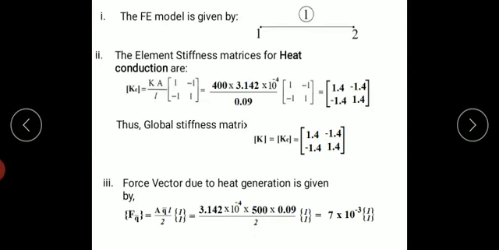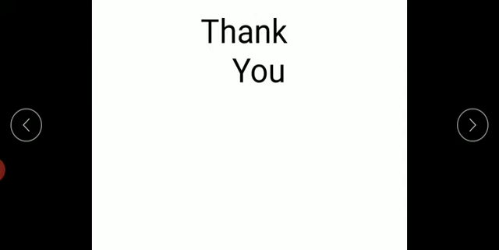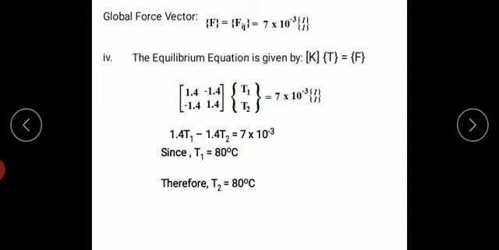So this is the common sense. So when you get a T2 value other than 80 degrees Celsius, the solution you have solved, maybe you made a mistake. This is one hint where you can check when you solve this problem, okay, fine.